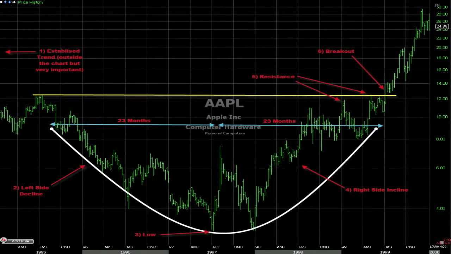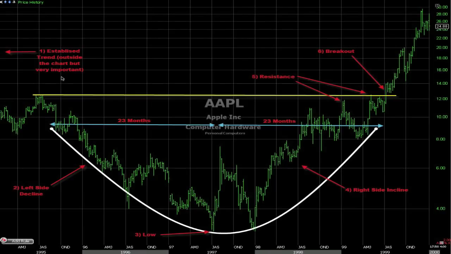Rounding bottom is a reversal pattern, meaning we'll be looking to catch the beginning of a new uptrend. The rounding bottom is a real-time tool, whereas an indicator is lacking. This is one of the reasons why this pattern is very popular. The rounding bottom is used most on a weekly chart. Here I'll show you the requirements.